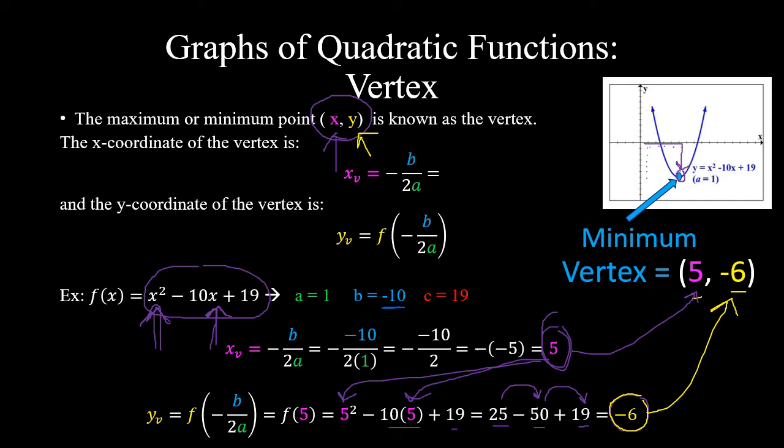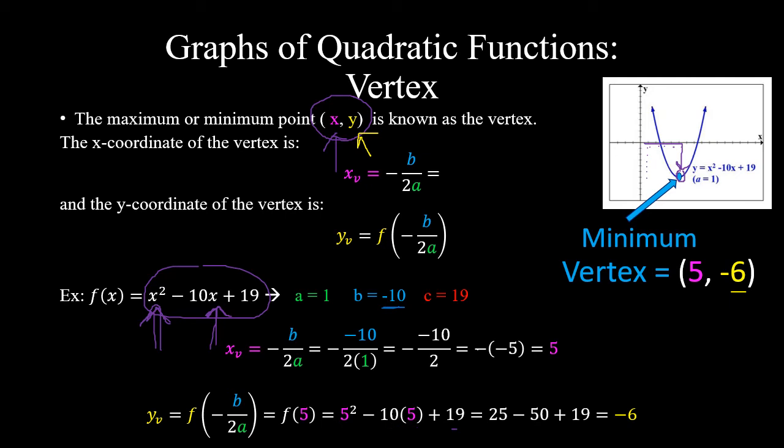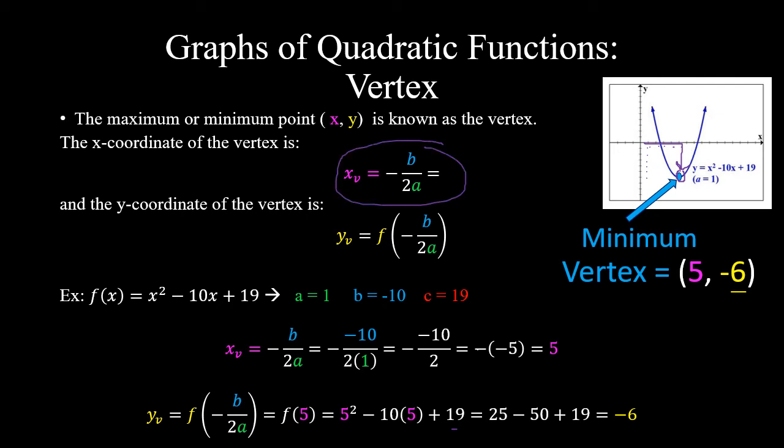So that is how you find the vertex. You're going to plug in your A and B values. You don't really need C to find the vertex. You plug them into this lovely formula to find your x-coordinate, and then whatever you get for your x-coordinate, you plug into your function to find your y. All right, so that's how you do it.